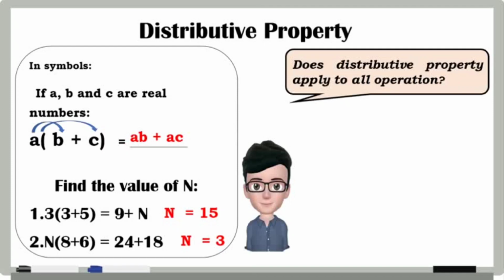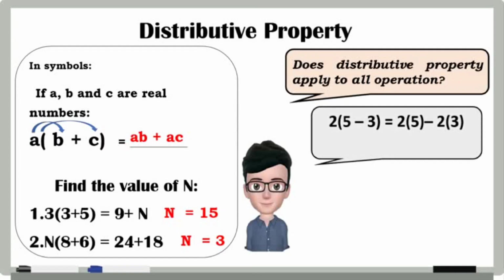Now, the question is the same as with commutative and associative. Do you think this property can be applied to all operations? Let's have this one. Is 2 times the quantity 5 minus 3 equal to 2 times 5 minus 2 times 3? Yes, sir. 2 times the quantity of 5 minus 3 is equal to 4. And 2 times 5 minus 2 times 3 is equal to 4. Okay, that is correct. It means that the distributive property can be applied to subtraction.